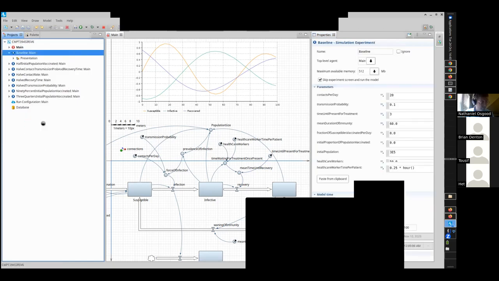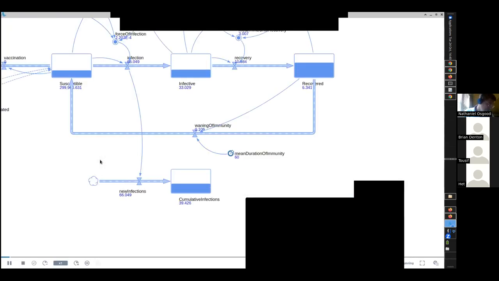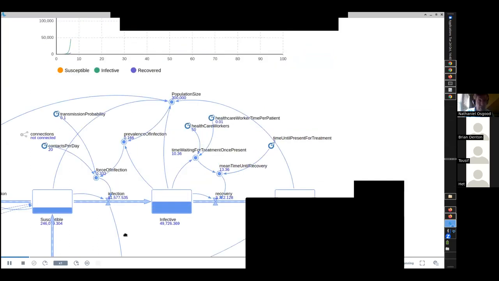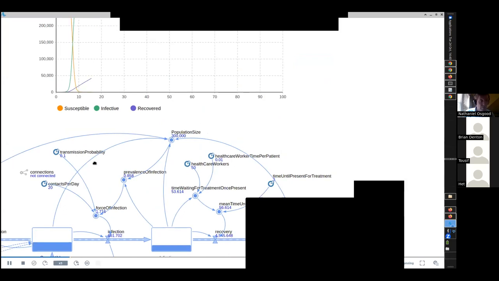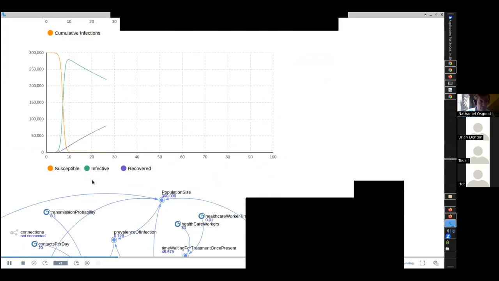Let's run the baseline. There we go. And I think we're going to probably have to extend the time frame of this model. What's going on here? What's going on there? Slowly come down.